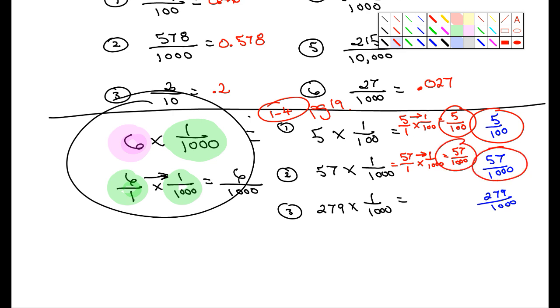And then the next one, change it into a fraction. 279 over 1 times 1 over 1,000. And you end up with 279 over 1,000. Put up 10 points, Mr. Long. Nicely done. Okay. Anybody confused about what I just did? Okay, so you guys all understand that now. Okay, that's good.